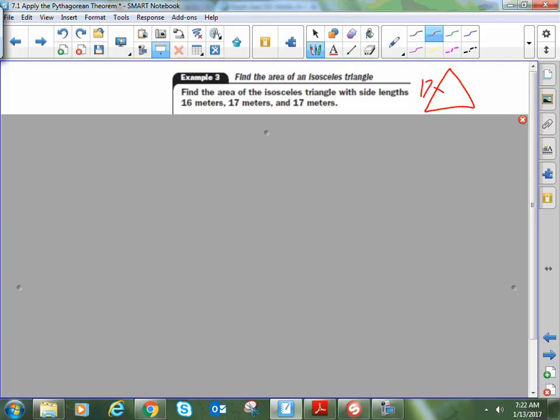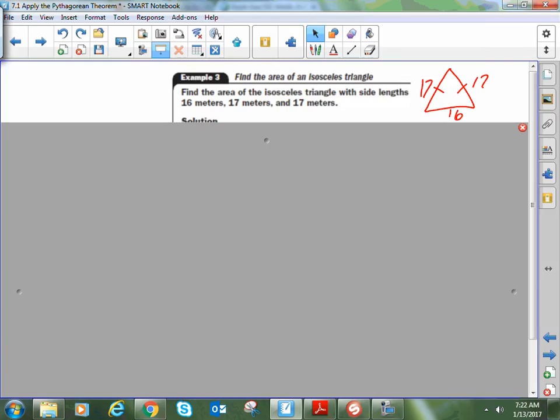So 17, 17, and I'll make the base 16. Okay. Now, if I want to know the area of it, thinking my way through the problem, area of a triangle, the formula for area of a triangle is 1/2 times the base of the triangle times the height of the triangle.